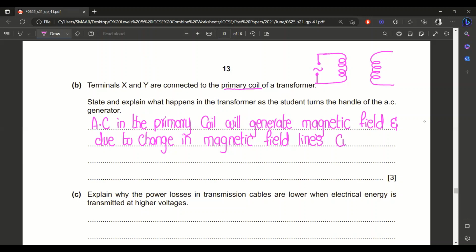Yes. So that will change the magnetic field line that is going to be cut by the secondary coil. And then the final step, EMF will be induced in the secondary coil.